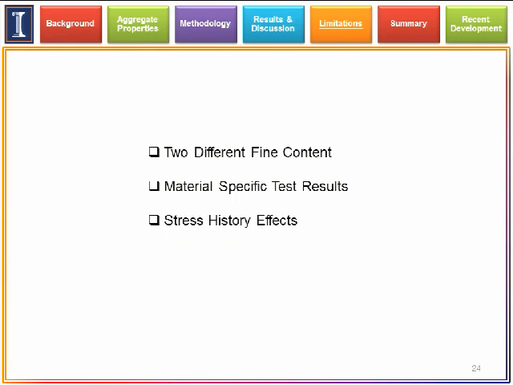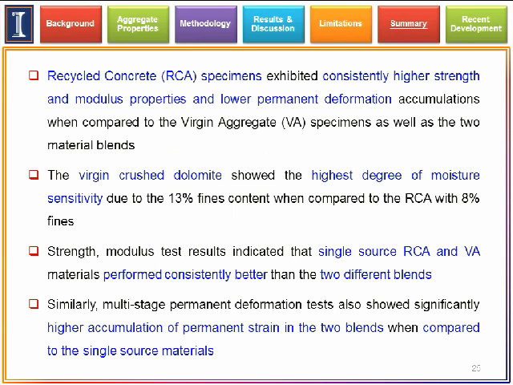Also, we did the multi-stage permanent deformation test with 5 different stress states, but all of them were on a single specimen, so there might be a stress history effect. Only mechanical performance was judged, whereas we didn't compare the durability aspects or the frost susceptibility aspects. So these are the limitations of this study.